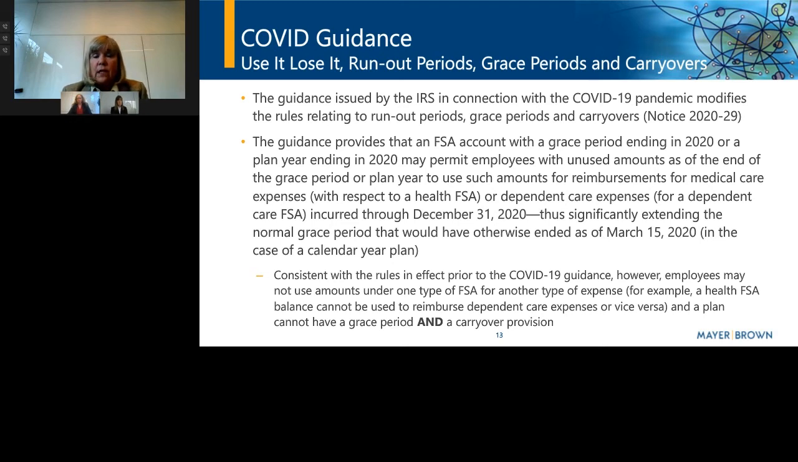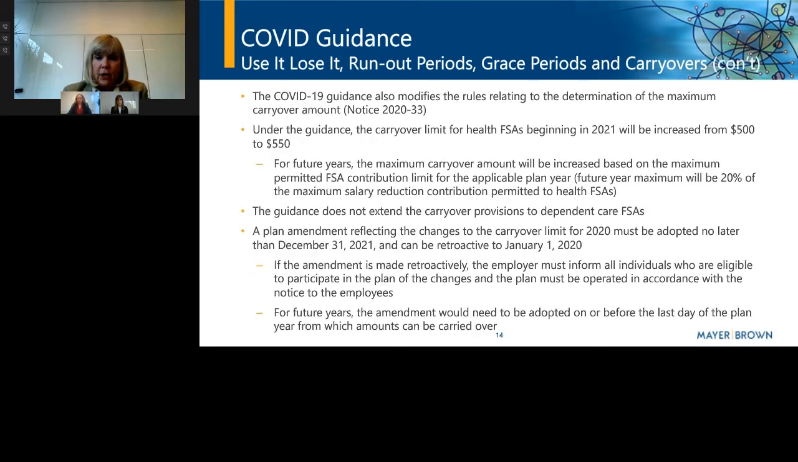Consistent with the rules in effect prior to COVID, you can't use amounts under one type of FSA to provide benefits under another. So for example, you can't use amounts that are allocated to a health FSA to pay dependent care claims or vice versa. And you still can't have a grace period and a carryover provision for the same plan year.